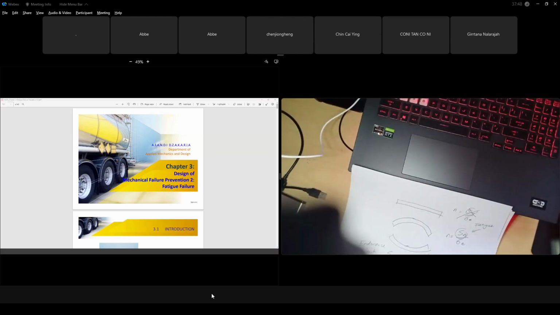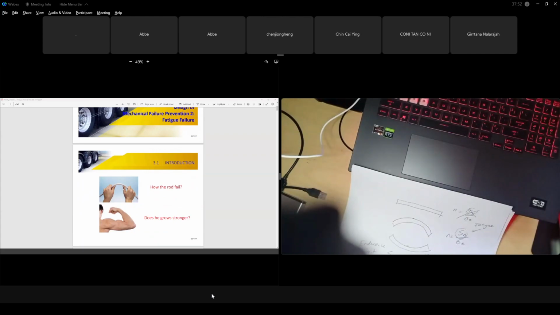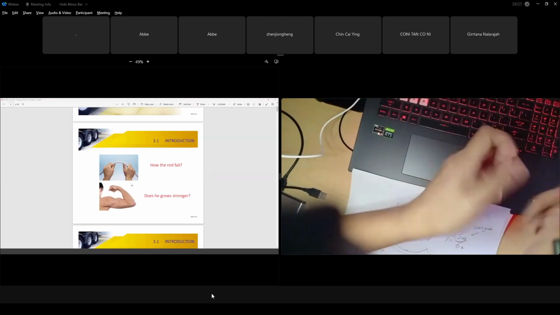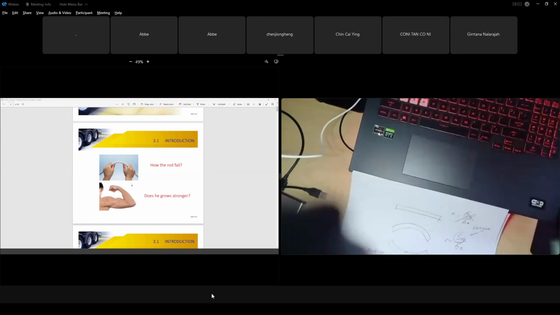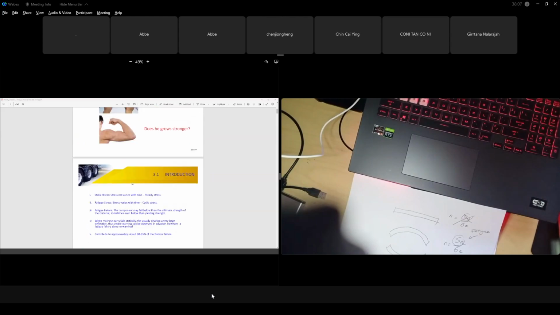Okay, design of mechanical failure prevention, fatigue failure. That's why, as I told you, when we bend the rod, the metal rod, ductile material, on one direction only, it will not fail. When we go for repeated compression, tension, compression, it will fail. Okay, I just skip through this one.